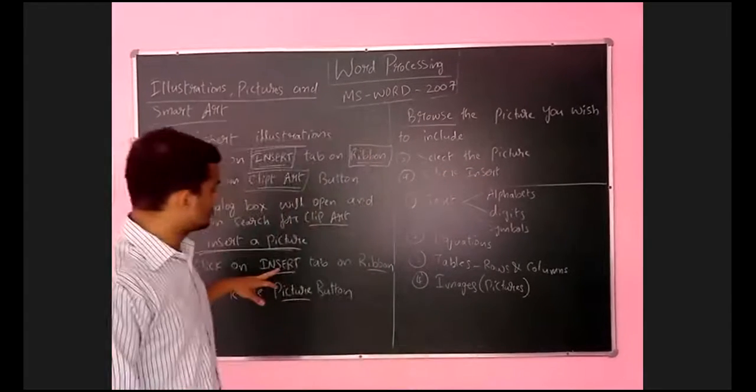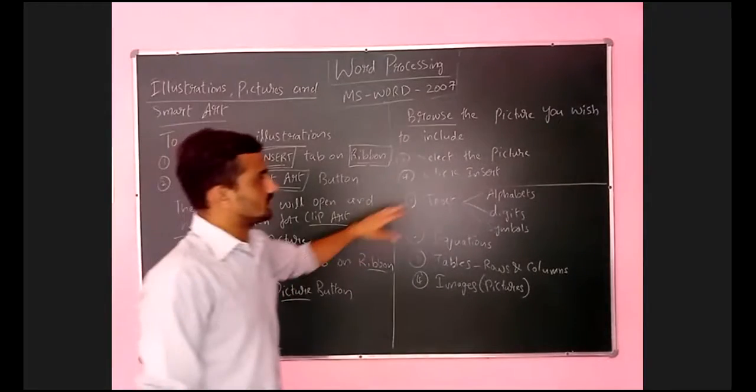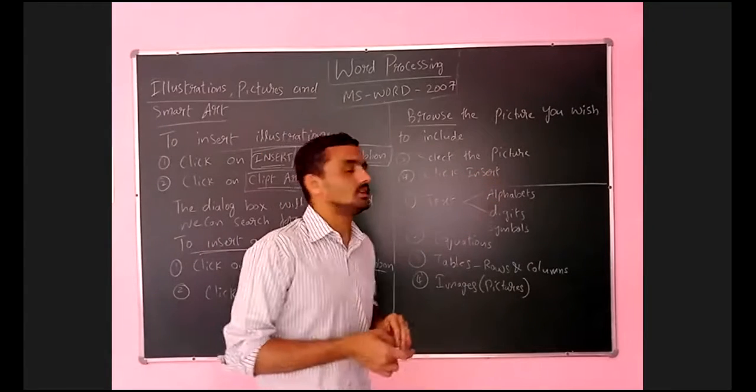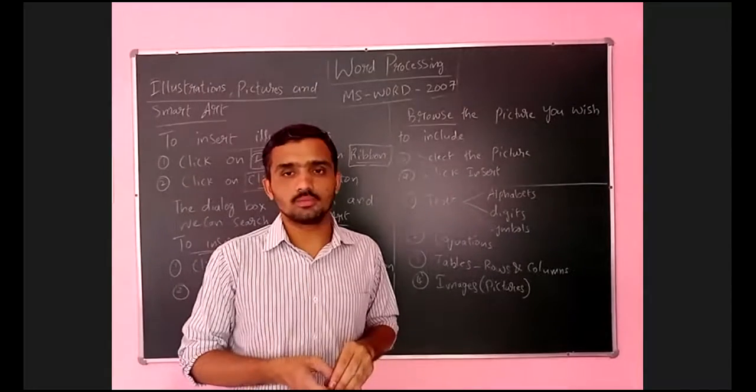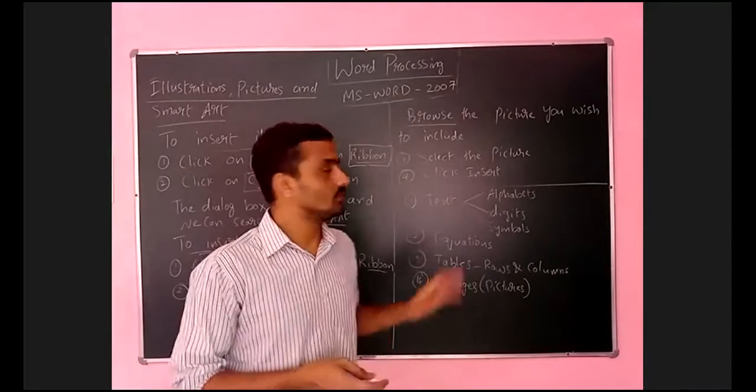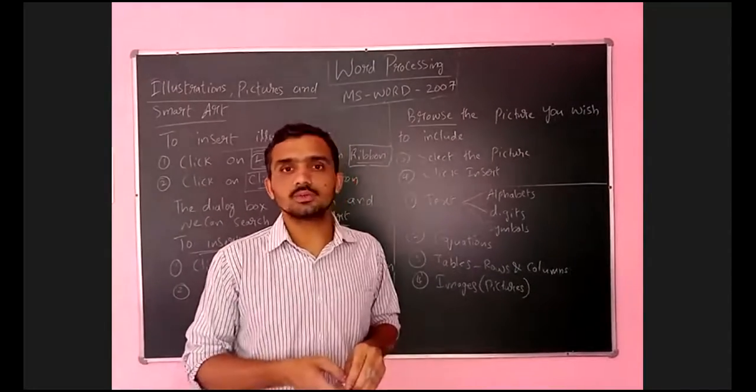So first you have to go for the Insert tab, click on the Picture button, select the picture, then click on Insert. This will add the picture to the document. So this we will see now also, how to add pictures and SmartArt to the Word document.